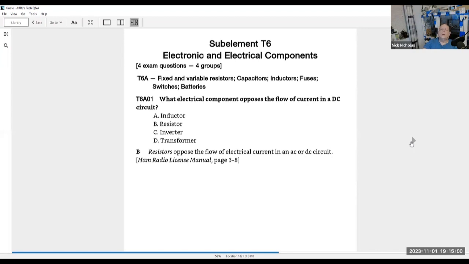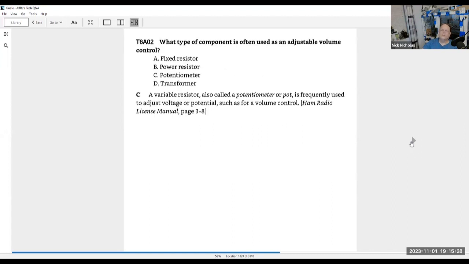What electrical component opposes the flow of current in a DC circuit? In pure DC circuits, it is only resistance, only resistors that oppose the flow of current. Now, an inductor might oppose the flow if the material has a high enough resistance, but it won't be the inductance causing it. It'll just be the resistance of the material. So resistance is the only thing in a DC circuit.